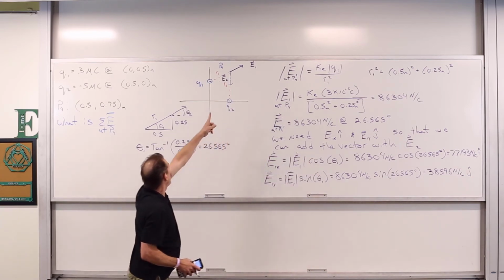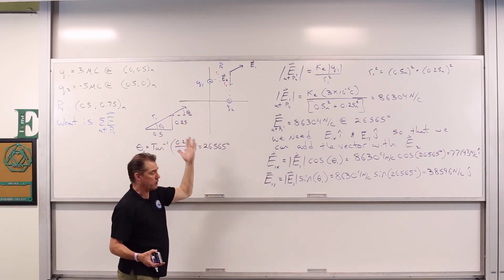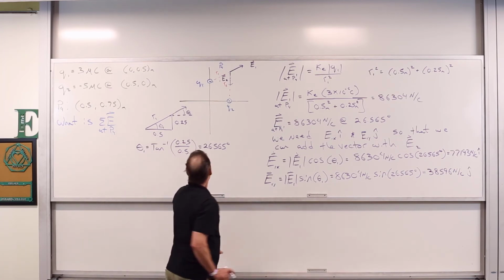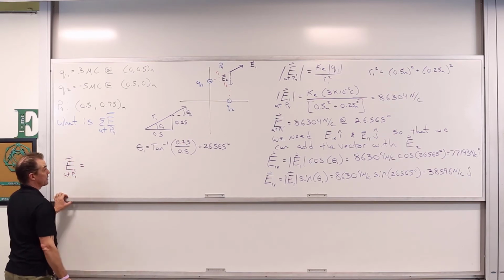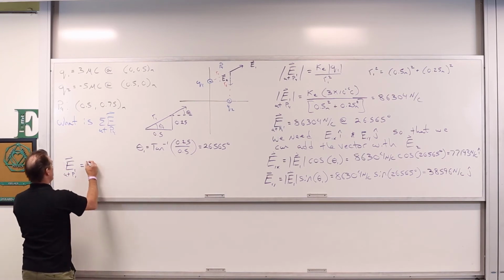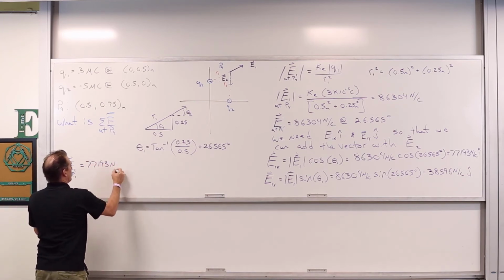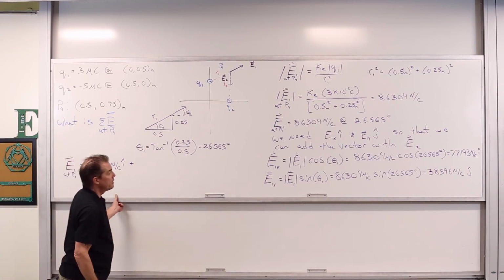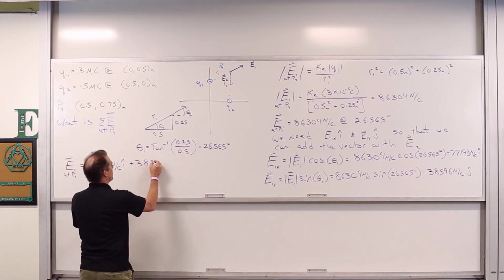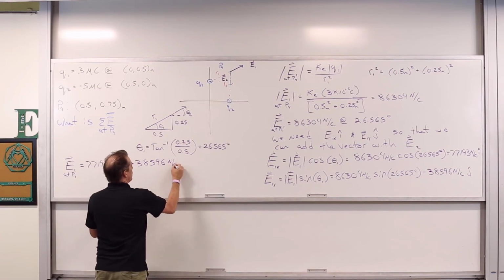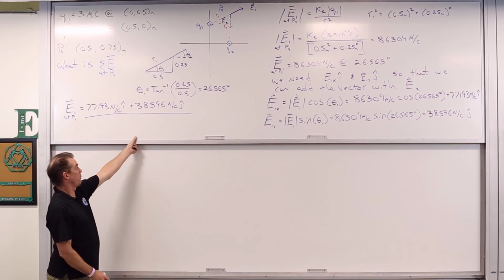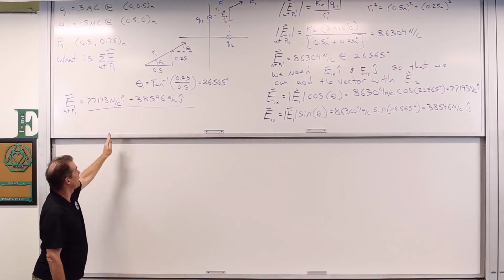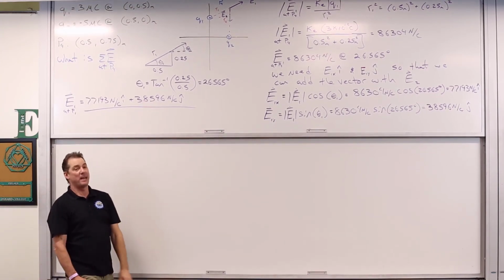Positive I hat, positive J hat, yeah, that's it. It's pointing in the first quadrant. That's good, it seems reasonable. So in the end, E hat 1 at P4 can be expressed as 77,193 newtons per coulomb I hat plus 38,596 newtons per coulomb J hat. That doesn't mean we're done. That just means that we found the electric field vector in unit vector notation due to Q1 at position P4.